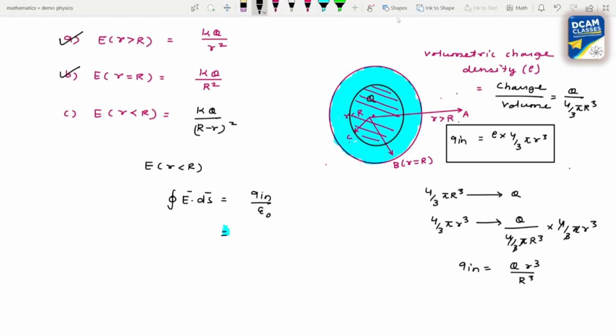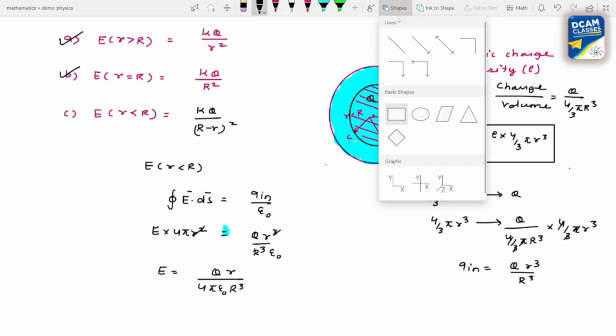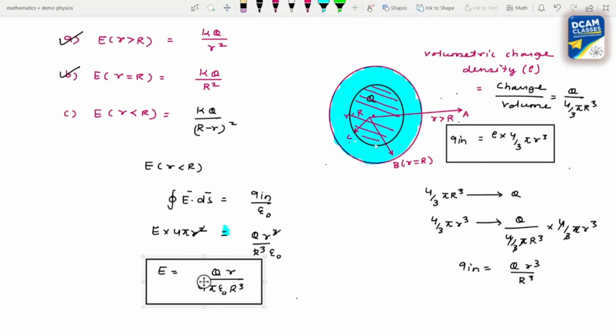Now this is Q inside you have got, so it will be rho into capital Q into small r cube by capital R cube into epsilon naught. E will come outside as usual, and this surface integral ds will become 4 pi small r square. Now this r square and this will get cancelled. E value will be Q small r by 4 pi epsilon naught capital R cube. So the answer will be kQ small r by capital R cube.